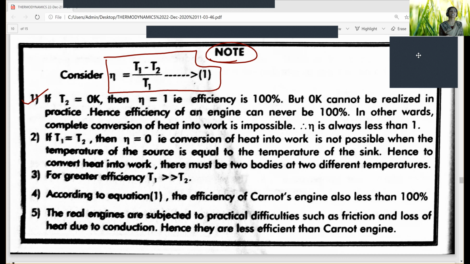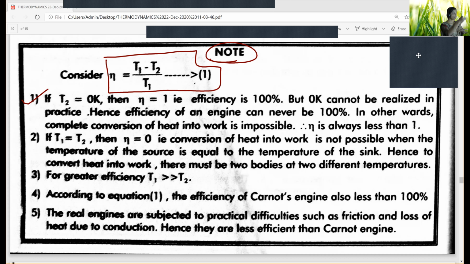So eta is always less than 1, remember that. Second condition, if T1 is equal to T2, then eta is equal to 0. The conversion of heat into work is not possible when the temperature of the source is equal to the temperature of the sink. Hence, to convert heat into work, there must be two bodies at different temperatures.